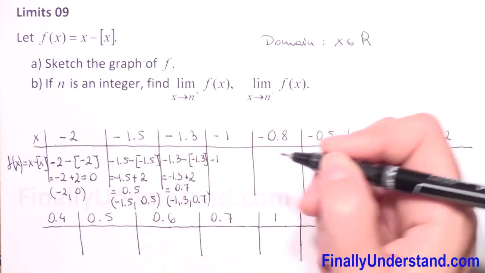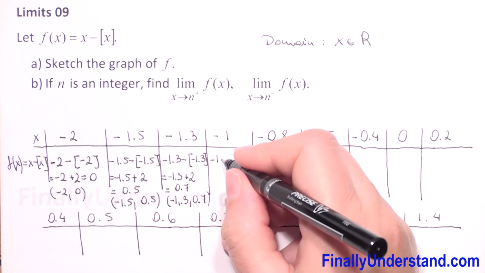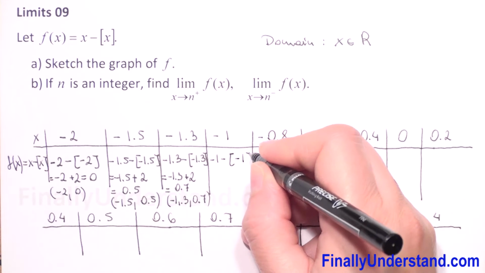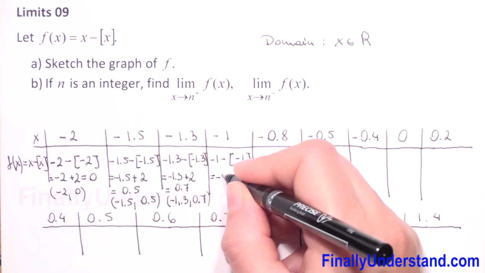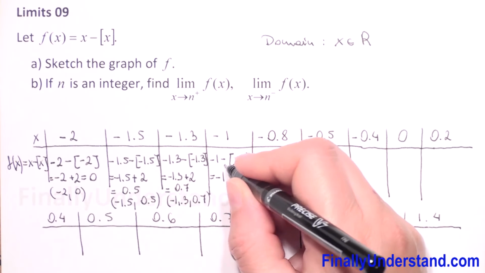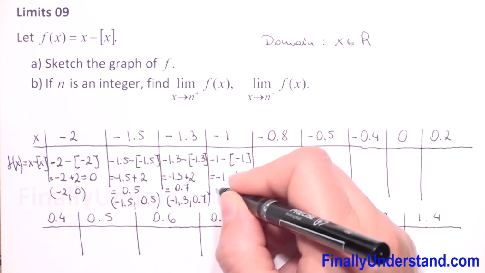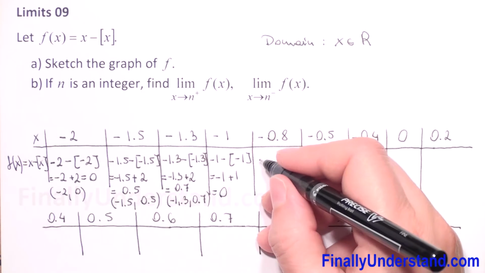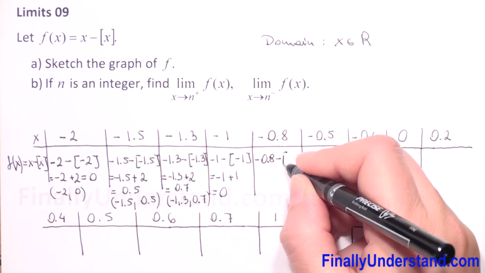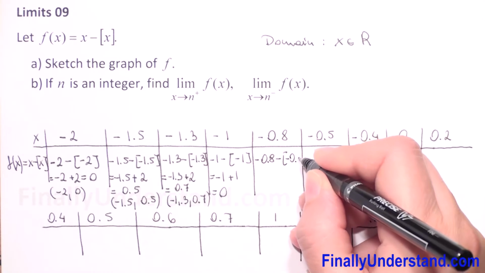Next we have negative 1 minus, and in brackets negative 1. So this is equal to negative 1 minus the largest integer that is less than or equal to negative 1, which is negative 1. Negative and negative will be plus 1. This is equal to 0. Next we have negative 0.8 minus, in brackets, negative 0.8.